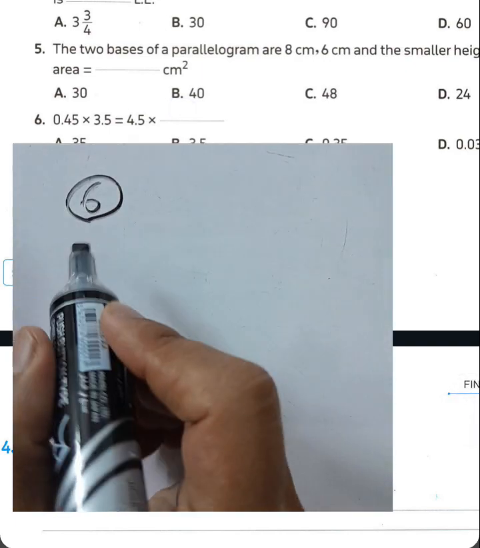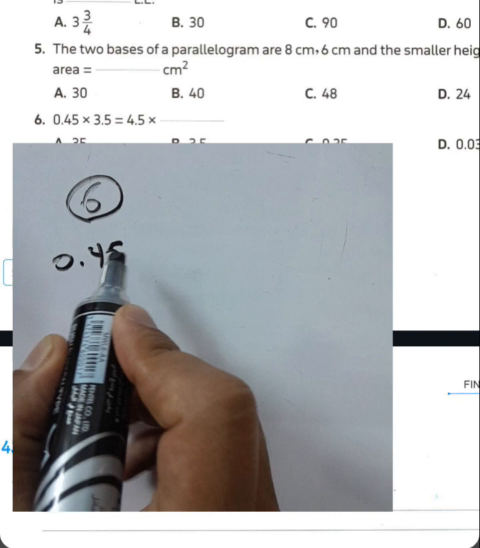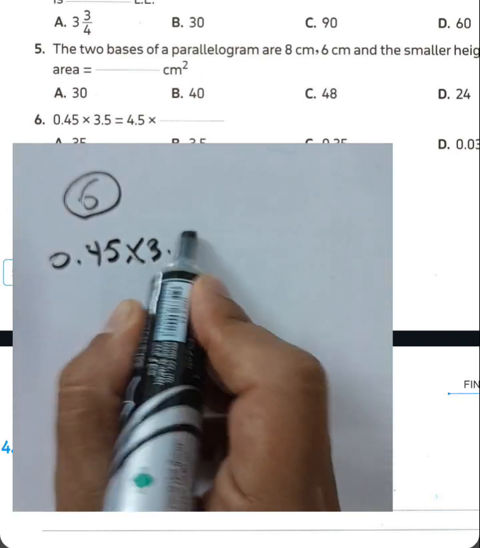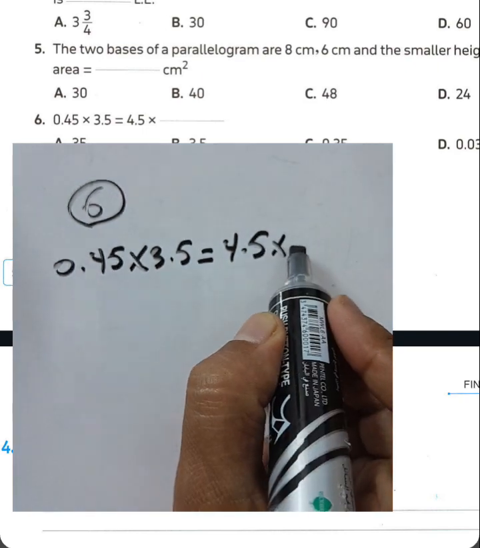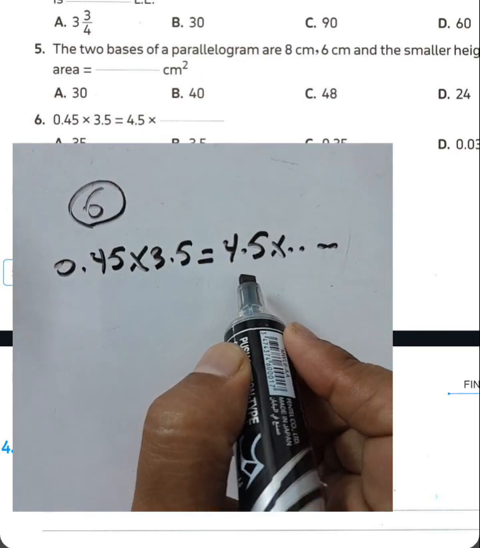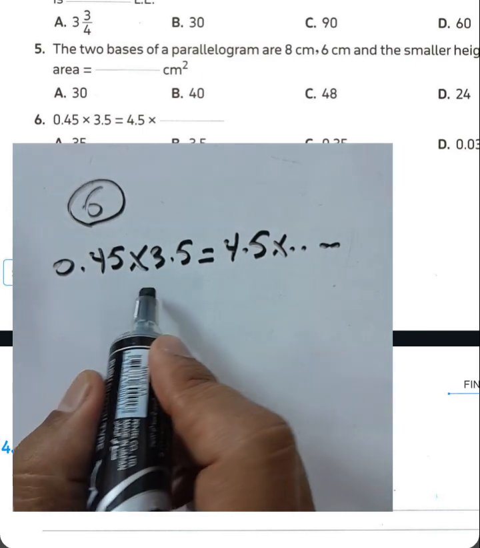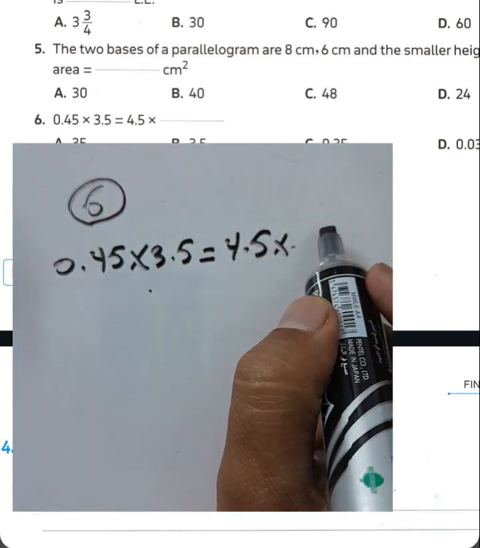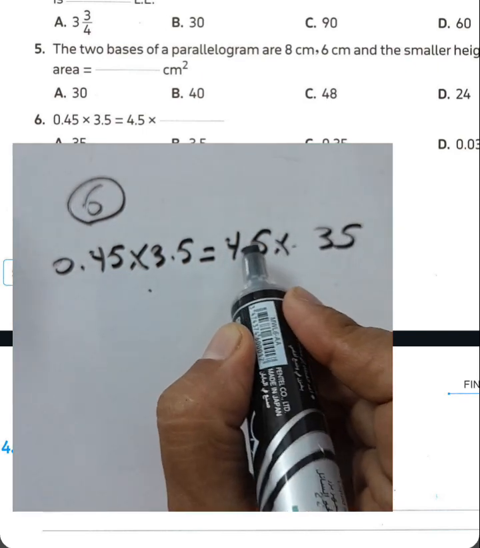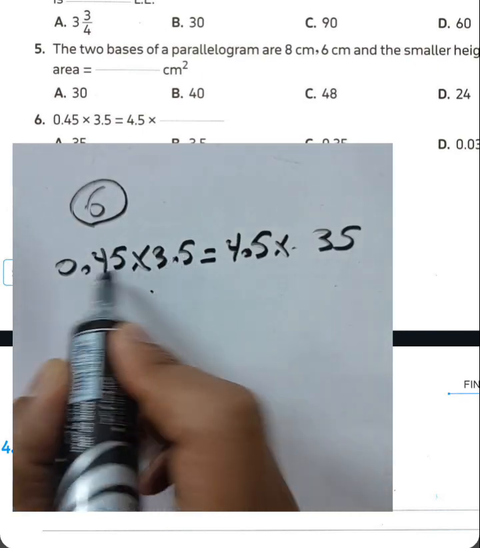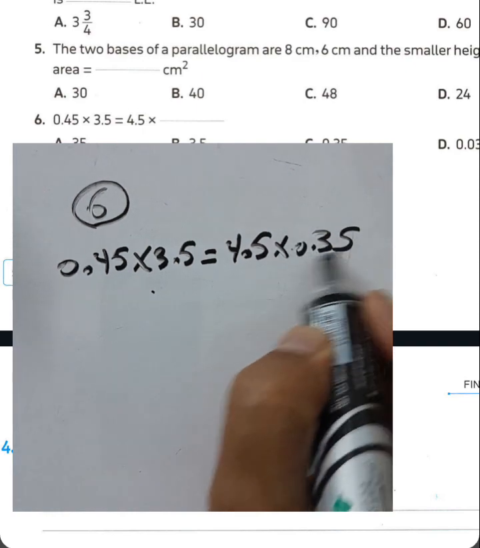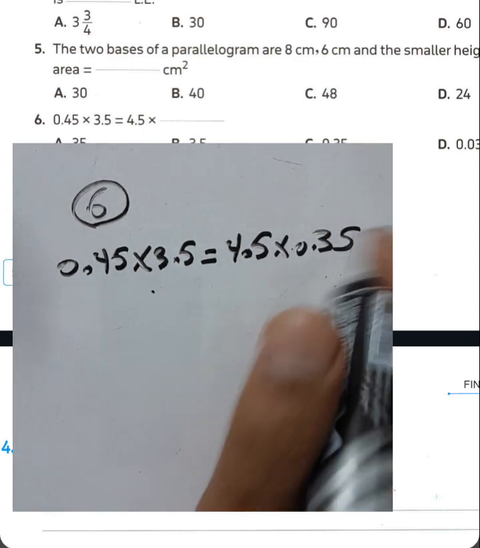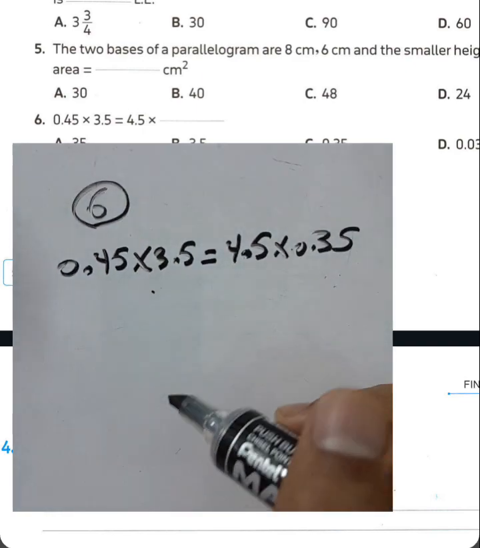Question number 6. 0.415 product by 3.5, 4.5 product by blank. We have here 35 and the point after one place and two places. The result will have the point after three places. Then we must write the point here after two places because the point here is after one place.